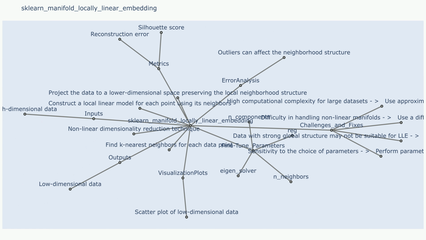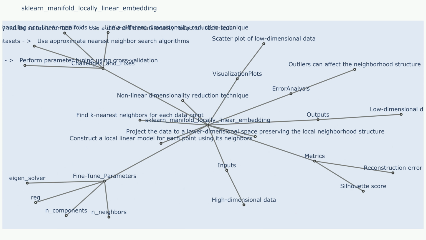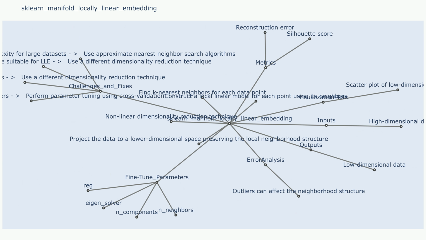Challenge 2, computational complexity for large datasets. Sample use case: LLE can be computationally expensive for large datasets, especially when the number of neighbors or the dimensionality of the data is high. Fixes: use the modified LLE algorithm, which can be faster for larger datasets. Use a smaller number of neighbors. Consider using a different dimensionality reduction technique like t-SNE, which can be more efficient for high-dimensional data.